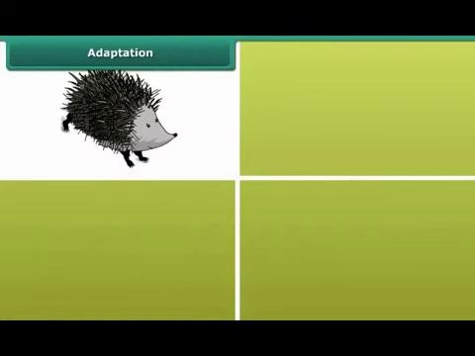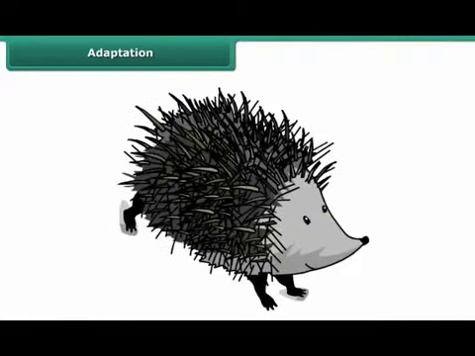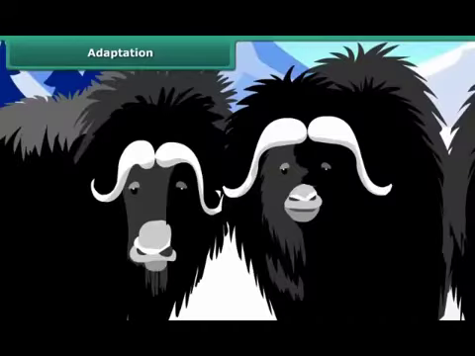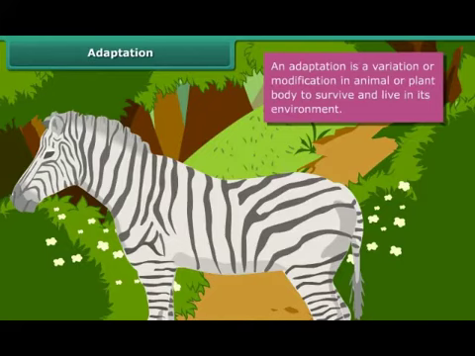Animals like porcupine, yak, seal, and zebra have different types of physical features to survive and live in the surroundings. Porcupine has needle-shaped quills, yak has thick fur, zebra has striped skin, which can be easily mistaken for bushes. These specific features are known as adaptations. An adaptation is a variation or modification in an animal or plant body to survive and live in its environment.